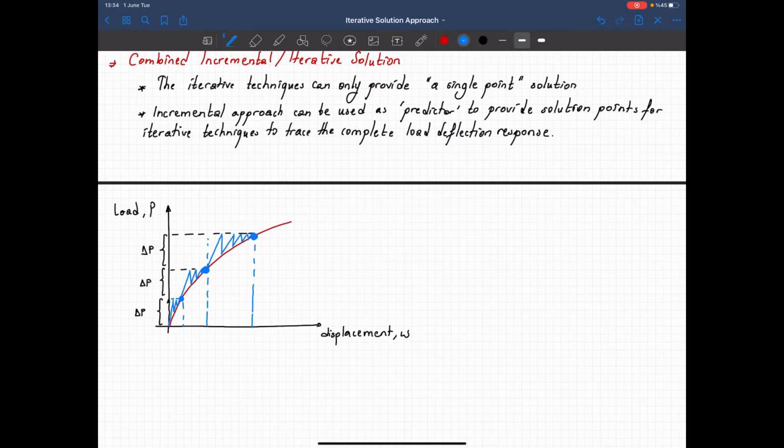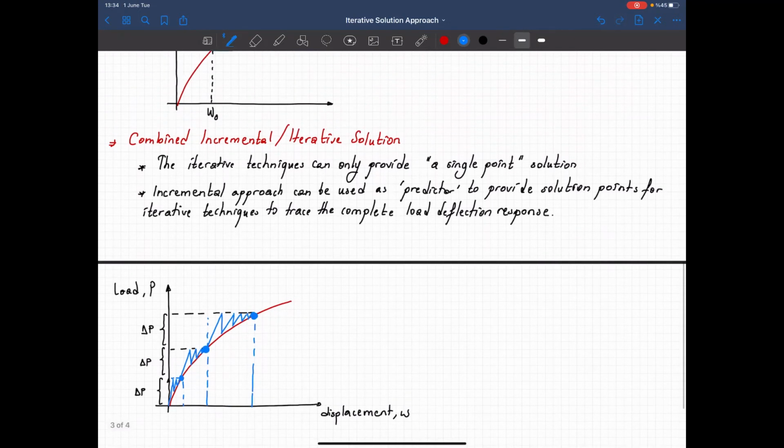Now sometimes when your solution is very sensitive, so if you are very close to the limit points, if you are in the unstable region, you may want to use smaller increments so that you will go slowly, approach the limit point slowly, and you may pass and catch the next equilibrium point. So that's mainly the approach.